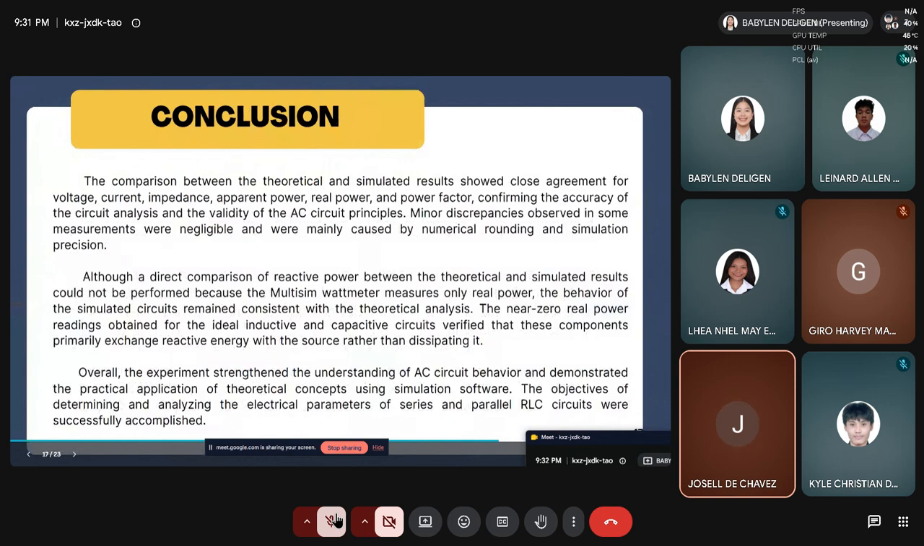Next slide, please. To summarize, we achieved our objectives by analyzing pure and RLC circuits under AC excitation. When we compared our theoretical results with the Multisim simulation, the results lined up almost perfectly, which validates our circuit analysis. Any tiny differences were just due to rounding and simulation precision. One thing to note, we couldn't directly compare reactive power because the Multisim wattmeter only measures real power. However, the ideal inductive and capacitive circuits gave us near-zero real power readings, proving that they just exchange reactive energy with the source rather than dissipating it.